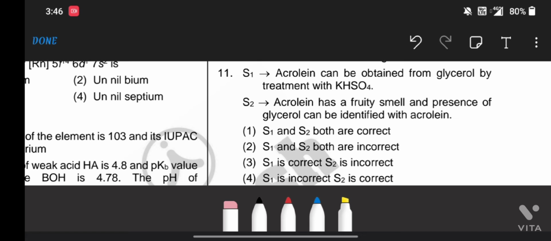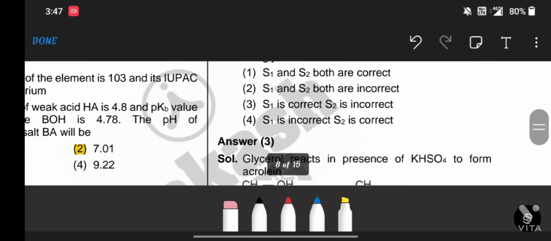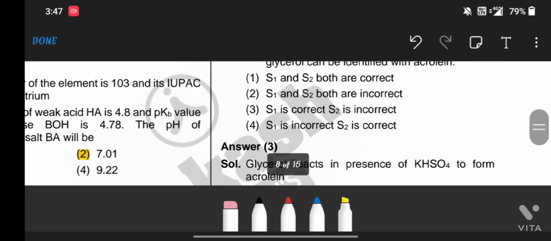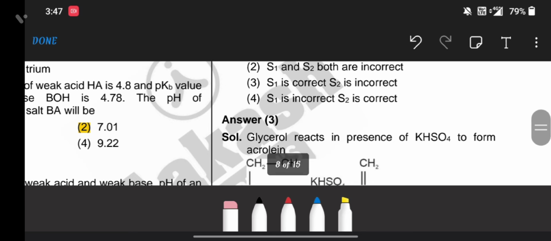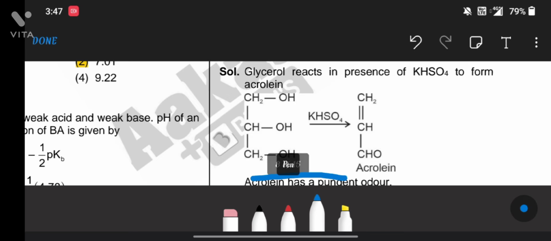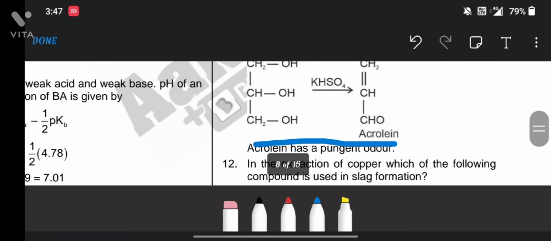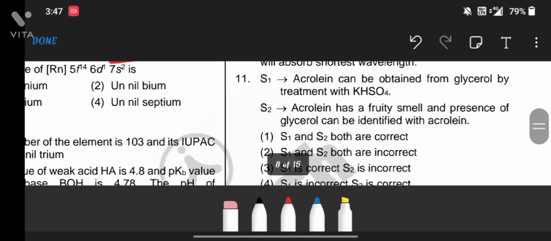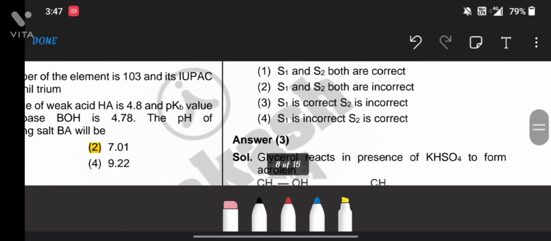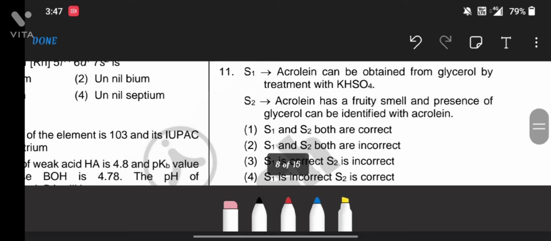Now, glycerol reacts in presence of KHSO4 to form acrolein. This is the reaction. And acrolein has a pungent odor, not a fruity smell. Acrolein can be obtained from glycerol by treating with KHSO4, so the first one is correct.